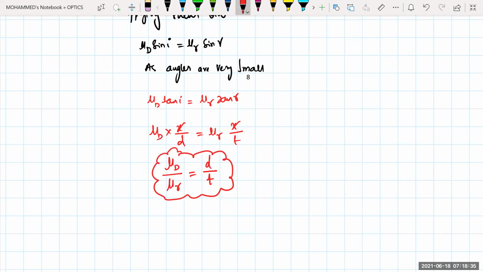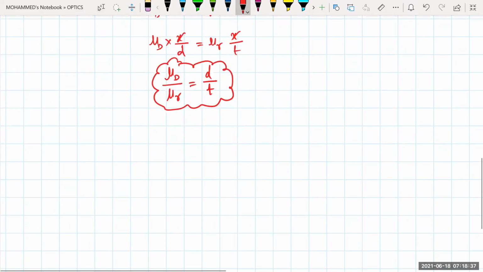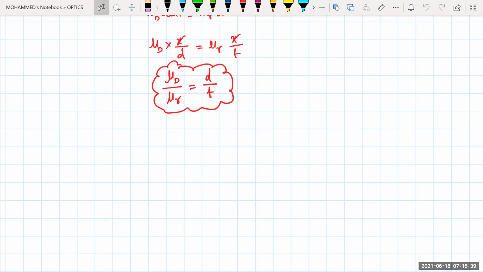Isn't it? So that means what? For this relation, the refractive index will be equal to d by t, that is, real depth by apparent depth, basically. Like a fish seeing the outer world. The refractive index of air will be equal to 1, isn't it?